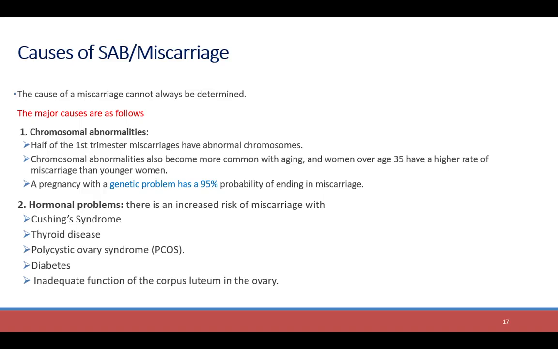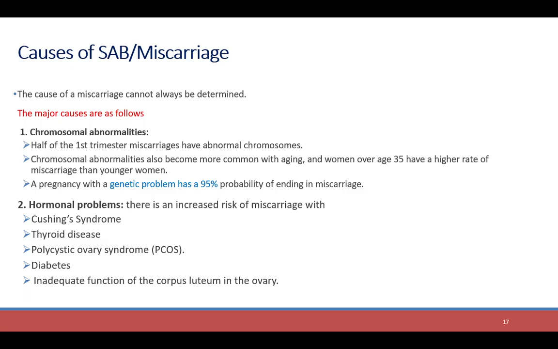Again, causes for spontaneous abortion, miscarriage. The major cause, the most important one, is chromosomal abnormality. A pregnancy with a genetic problem has almost 100% probability to end with miscarriage or abortion. So chromosomal abnormality is so important. Hormonal problems are also very important.